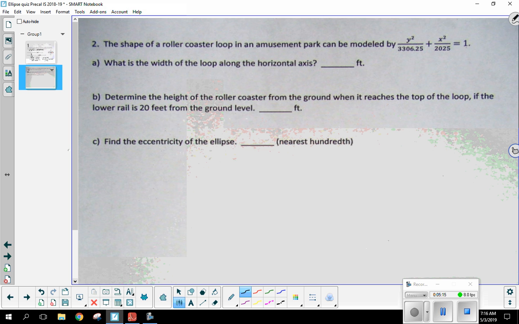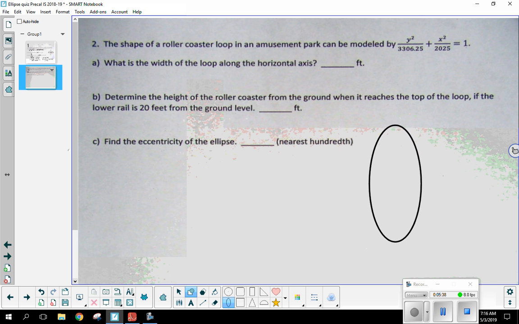Number 2, the shape of a roller coaster loop in an amusement park can be modeled by this equation. What is the width of the loop along the horizontal axis? Well, we want the horizontal axis, but if you take a look, the larger denominator is below y, so that tells me that this ellipse, the major axis, is going to run vertically. So here is the horizontal, and we draw the major right here. So basically what we're asked for here is the length of the minor axis.